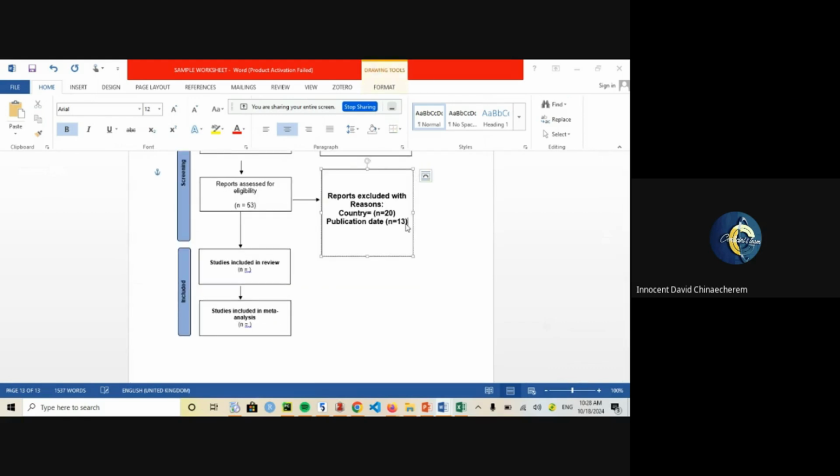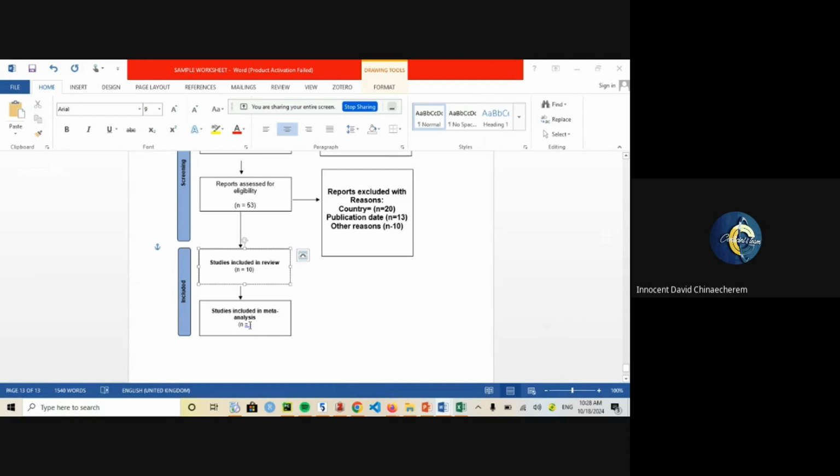So at the end of it, let's say you've now excluded, maybe you've got other reasons for exclusion, and it was 10, right? Then you now have a total of 10 studies, which is going to be suitable for your review. Now, you might ask, how about the meta-analysis? So the meta-analysis, we're going to also discuss that in detail.